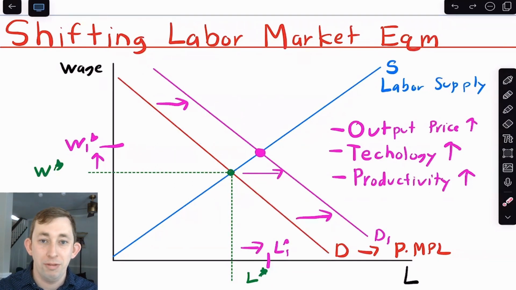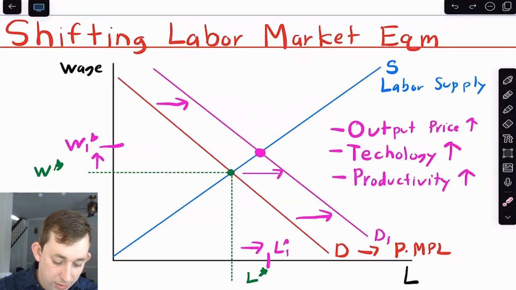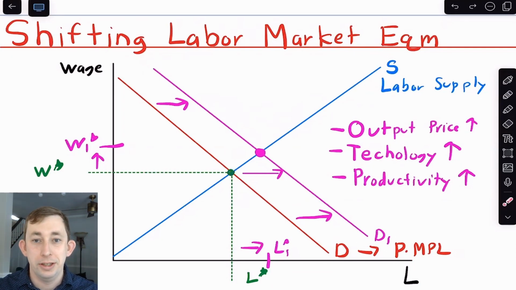So what we did before in that last video is we saw that we had an equilibrium right here where the supply and demand meet. That's nothing new, and that's going to be generally true for this topic. All we're doing is shifting supply and demand, and we're finding the new equilibrium wage, and the new equilibrium amount of employment, or L star.